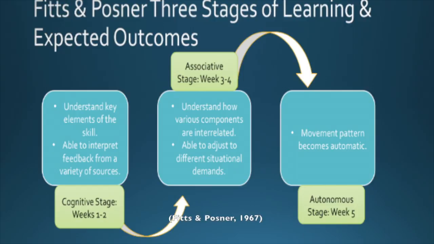Posner suggests that the learning process is sequential as we move through specific stages as we learn. There are 3 stages to learning a new skill. The first stage is cognitive stage. It involves understanding the skill through observation, verbal feedback, and self-sensory feedback.